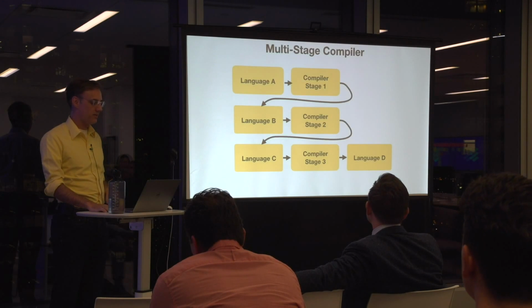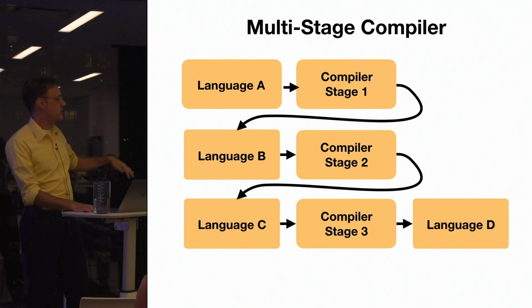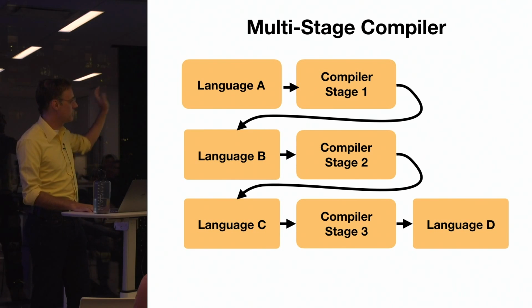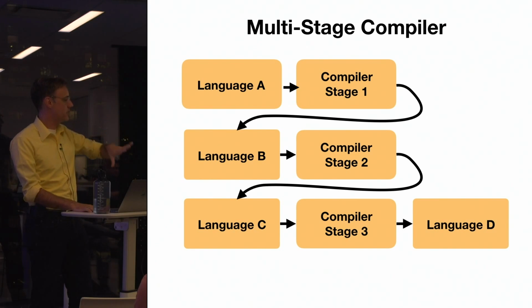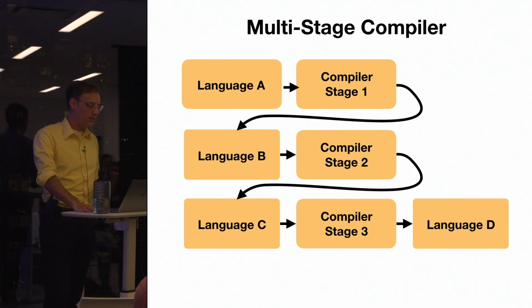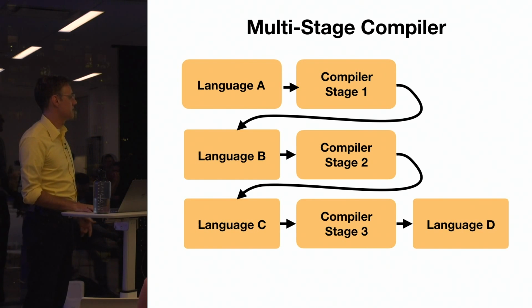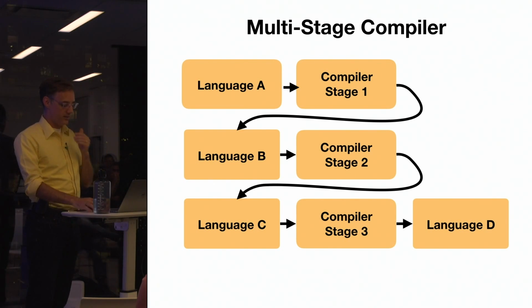So, multi-stage compiler. The idea is like it sounds. It's basically breaking up your job into multiple stages where, instead of going all the way from your input language to your target language, you stop at intermediate languages along the way. And that might sound more complex than just going all the way from point A to point D, but it turns out it's very powerful and it's very popular.